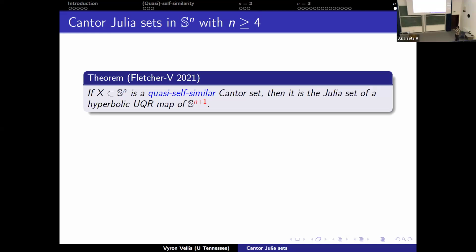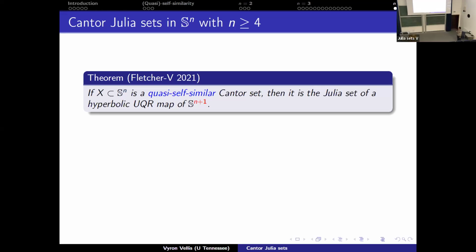So we proved that if you have a quasi-self-similar Cantor set on S^n, then it's a Julia set of a hyperbolic UQR map of S^(n+1). Right? That's the bad thing about our theorem. We have to go 1 dimension up. And the reason why we go to a higher dimension is that anything on S^n, as bad as it may be, it's tame in a higher dimension. Okay? There is a quasi-conformal taming theorem for higher dimensions. So that's why we have 1 dimension up, which we don't like, but it is what it is.